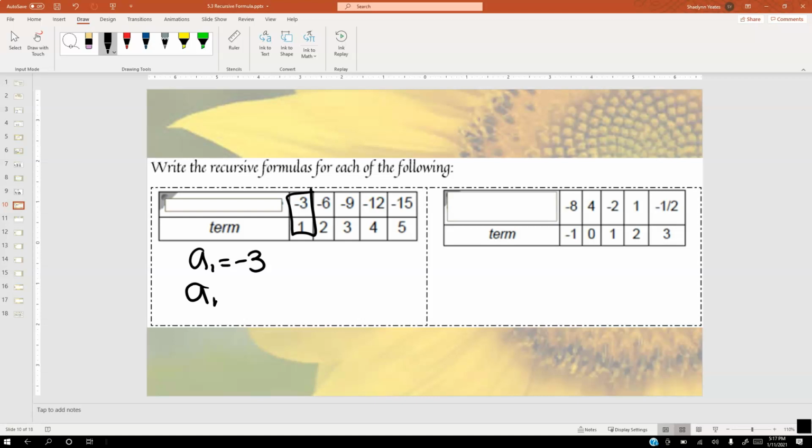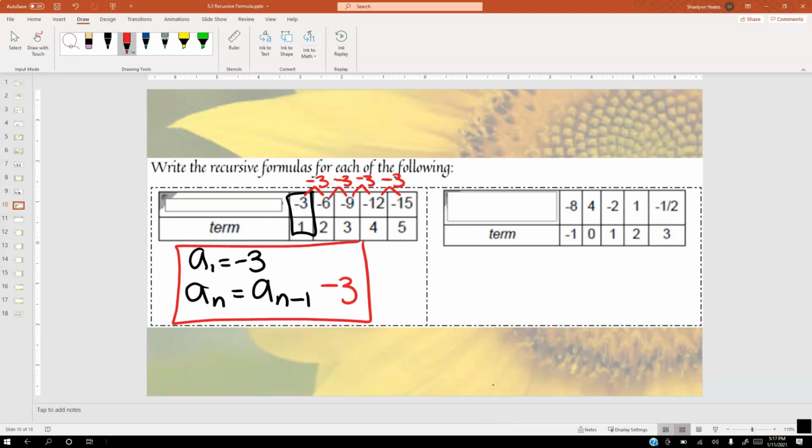Now our formula for whenever we want a term is going to be something else. So we're going to have a sub n equals a sub n minus 1, or the number before it. This goes -3 to -6, -6 to -9, -9 to -12, and -12 to -15. So this seems to be subtracting 3 every single time. So I'm going to subtract 3. And that is my recursive formula.